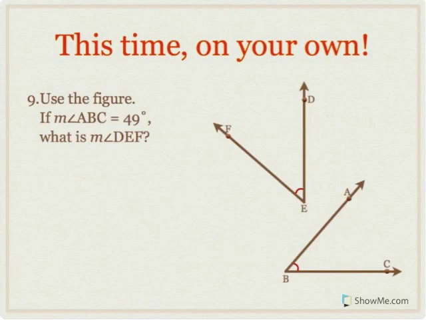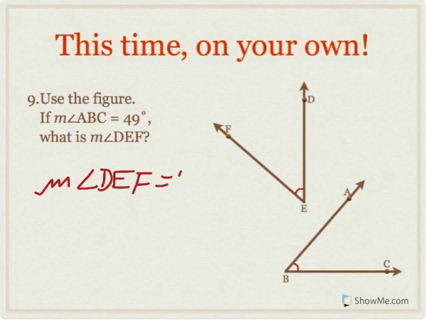Here's another easy one for you to do. Press pause, press play to make sure you're correct. So you have your answer? Excellent. The measure of angle DEF has to be 49 degrees because the angles are marked as being congruent.